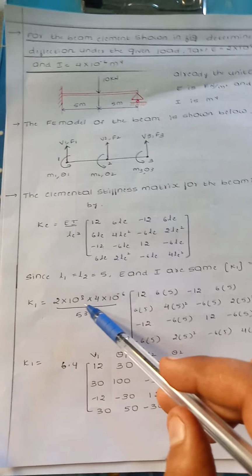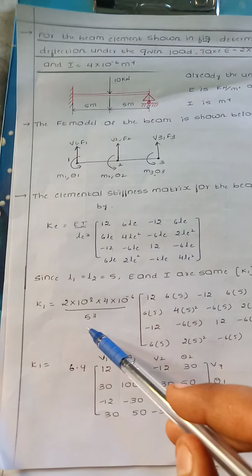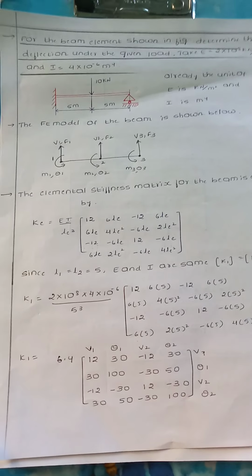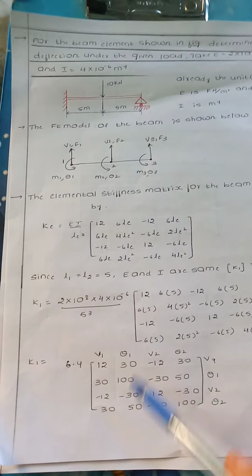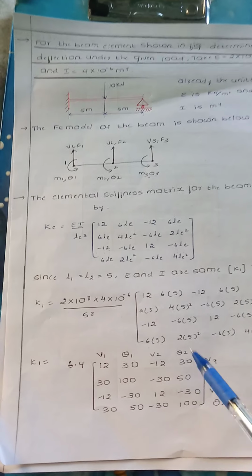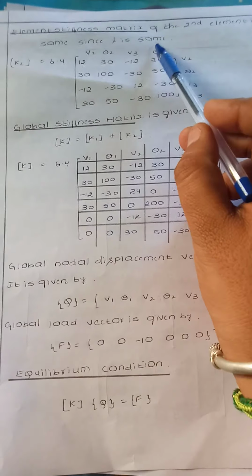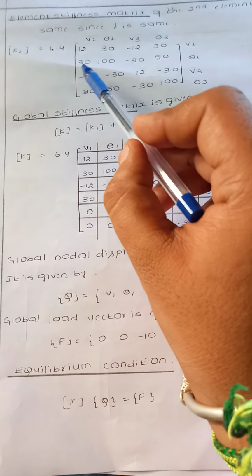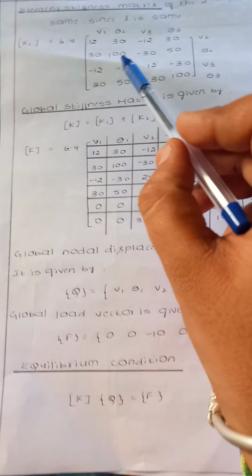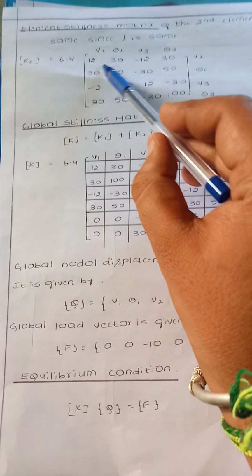2 into 10 to the power of 8, 4 into 10 to the power of minus 6, divided by 5 cubed. Substitute the 5, that is the L value, and we will get the elemental stiffness matrix, that is V1 theta 1 V2 theta 2. Similarly V1 theta 1 V2 theta 2. As I told, the distance is the same, so the same elemental stiffness matrix will be written, but it will change the matrix to V2 theta 2 V3 theta 3.